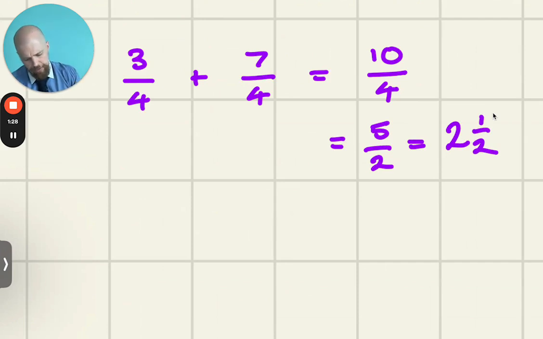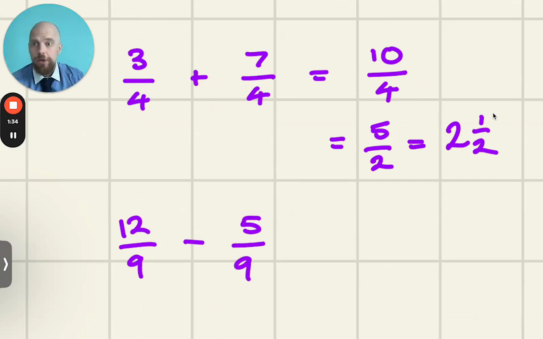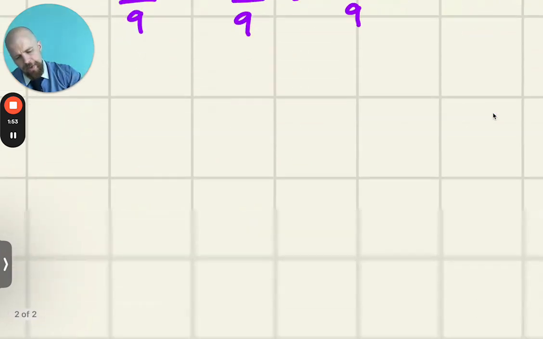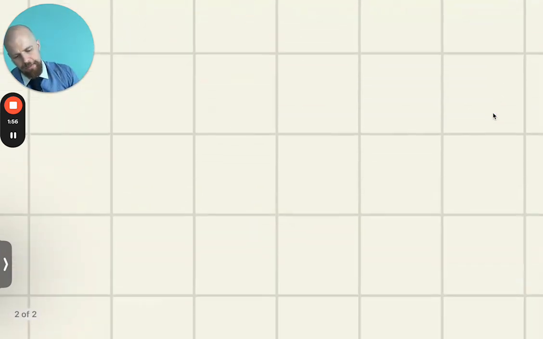Let's take another example. Let's say we had 12/9 minus 5/9. The denominators are still the same. They're both 9. So we do 12 minus 5 for the numerators, leaving me with 7. And my answer is 7/9. So the golden rule is when the denominators are the same, you just do the addition or the subtraction with the numerators.